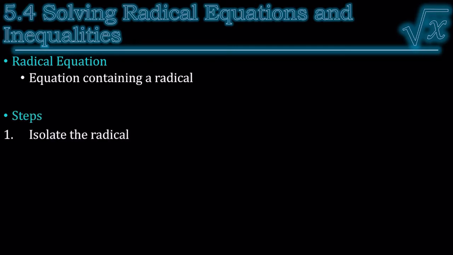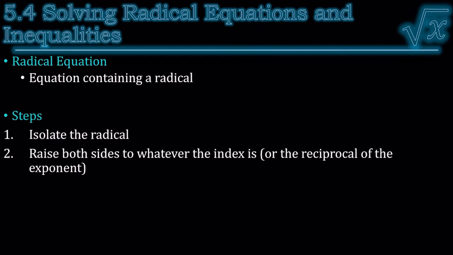Number 1, isolate the radical. Step 2, raise both sides to whatever the index is, or the reciprocal of the exponent. Solve it and check your answers. It is possible to end up with extraneous solutions, which are solutions that you get by solving it correctly, but don't work in the original equation. So you have to check your answers.